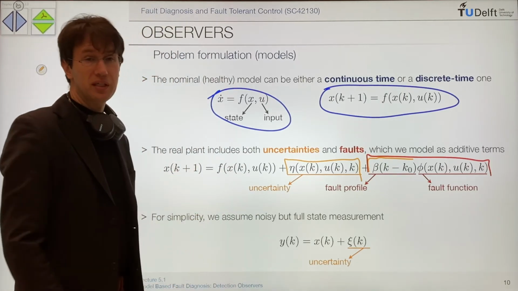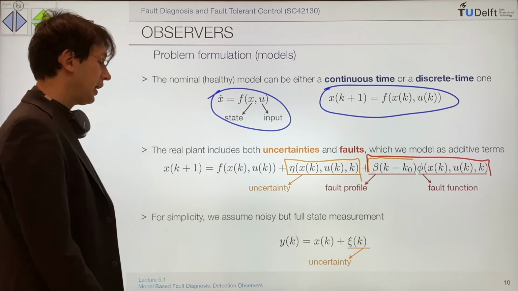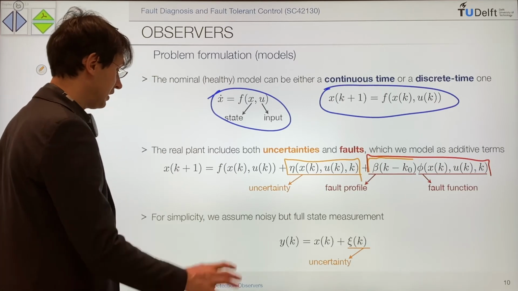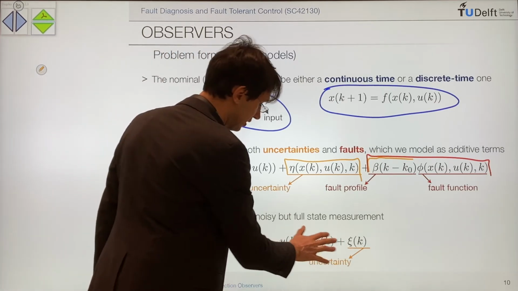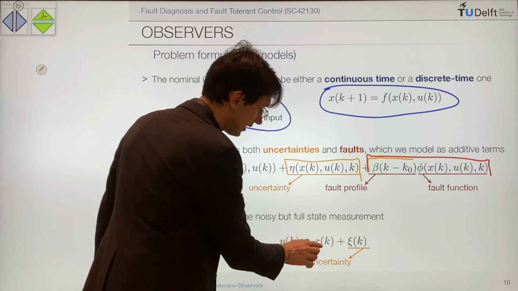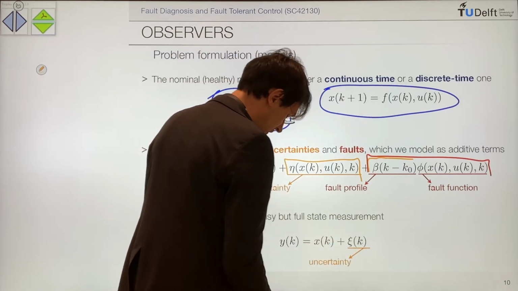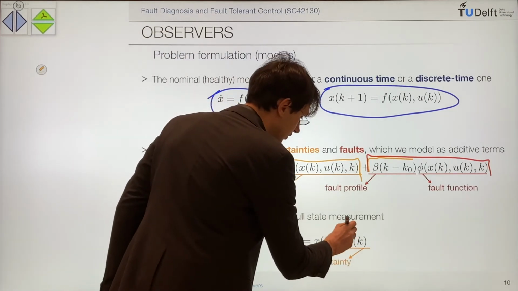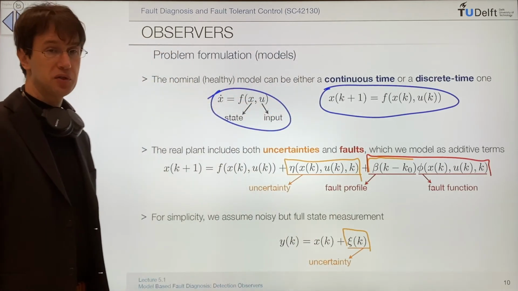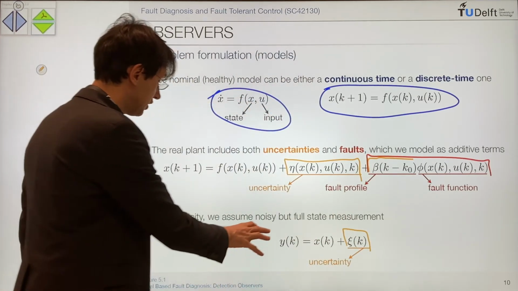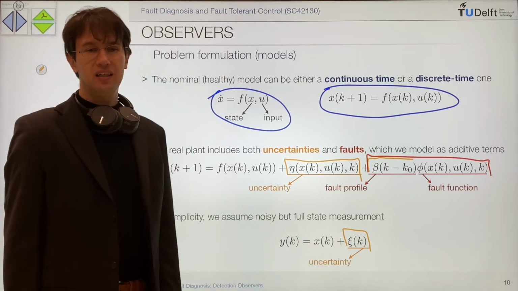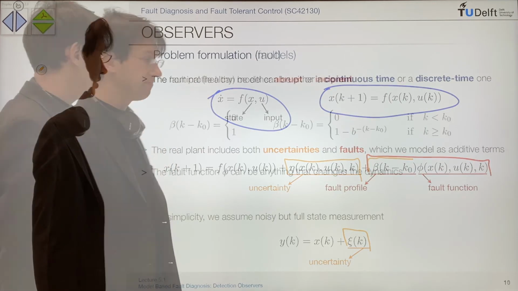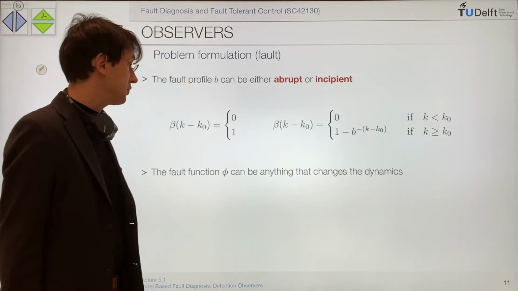In defining our model, we need also a measurement equation. And to make the presentation simple, we consider the case where we have full state measurements. So the measurement is y equal state x plus another uncertainty, that is, in this case, the measurement noise. So these are the assumptions so far. But actually, in the case where you have a general measurement equation, you can still use the model-based approach using observers.